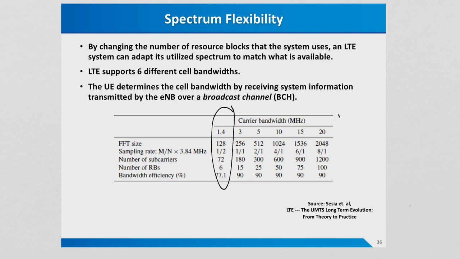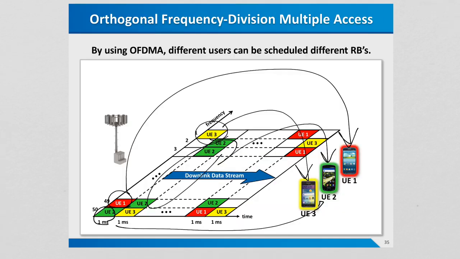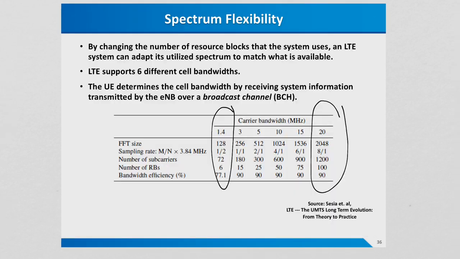On the other hand, the maximum size is 20 megahertz. In 20 megahertz, you have 100 resource blocks. In the example I showed you on the previous slide, there were 50 frequencies available for scheduling, so that would correspond to a 10 megahertz system bandwidth. So this gives you some idea of the maximum amount of bandwidth you have available.